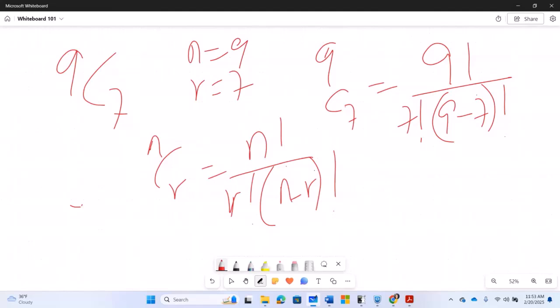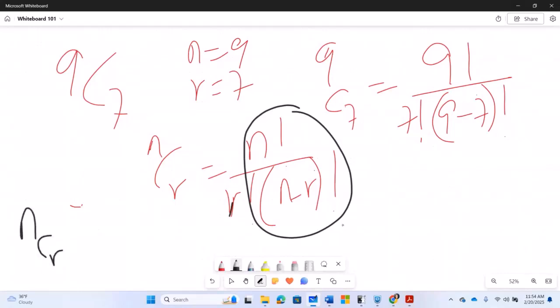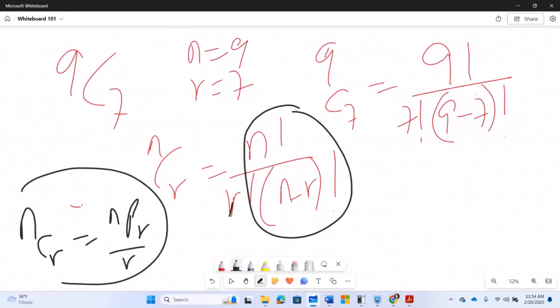One thing you need to observe is that the numerator quantity is the permutation. So whenever you're given a combination question, if you know the permutation, you just have to divide by r factorial. So n combination r is equal to n permutation r divided by r factorial. And I'll get an answer.